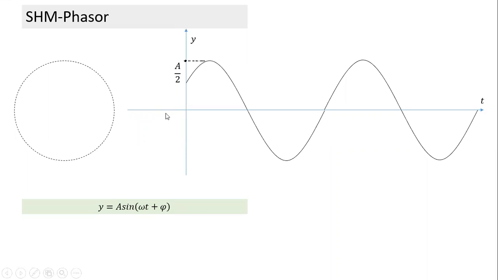This is t is equal to 0. So how do I draw a phasor? Can all of you visualize the phasor here? How should I draw the phasor? The phasor should be drawn something like this.